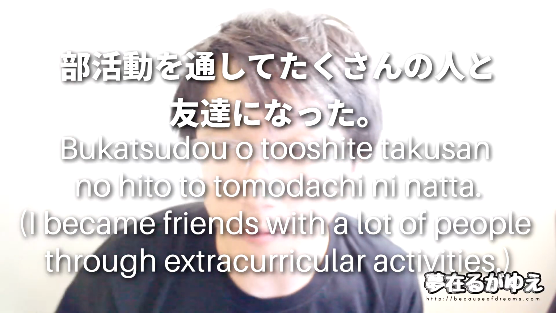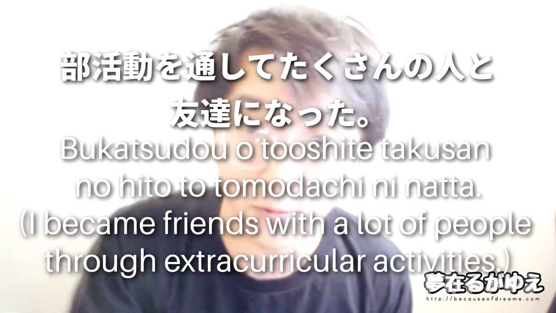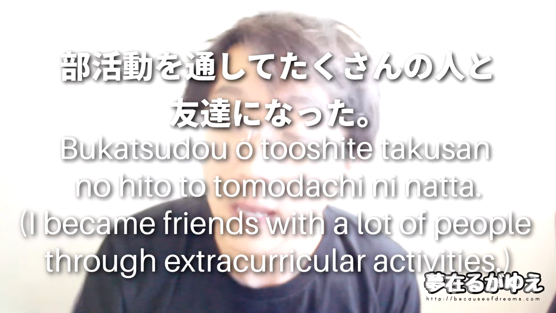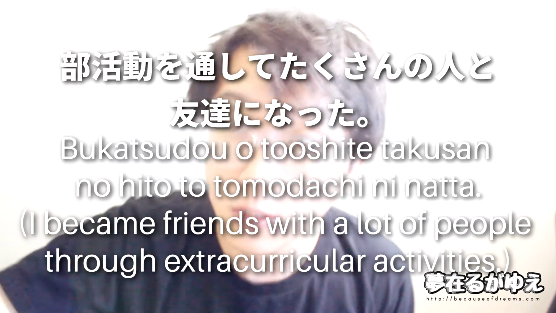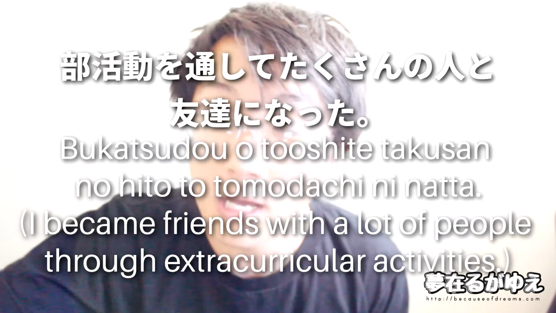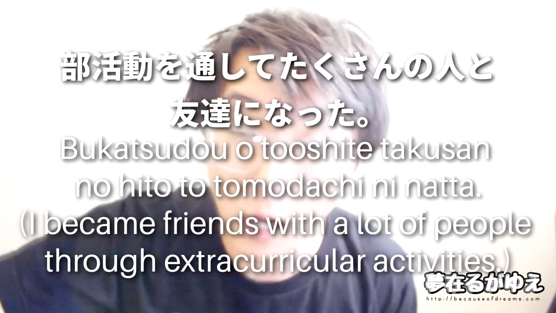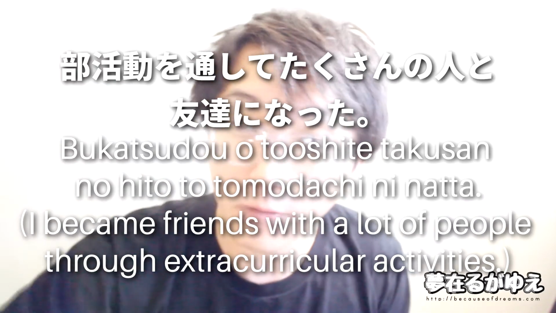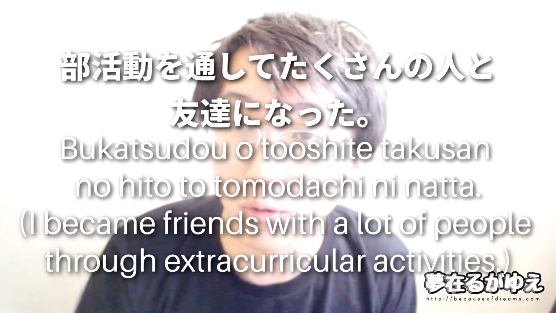Then we have our statement, which is going to start off with takusan, and this is of course going to mean many or a lot of. It's going to be a part of this noun modification, so right after the particle no, right after takusan, we have hito, which again means people. So takusan no hito is going to be a lot of people. Right after people, we have the particle to basically translate to with.